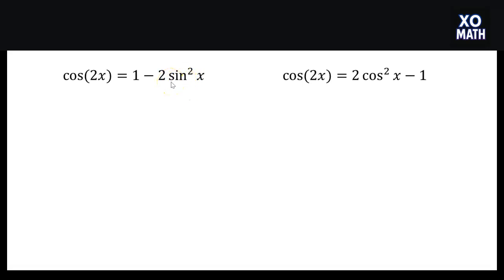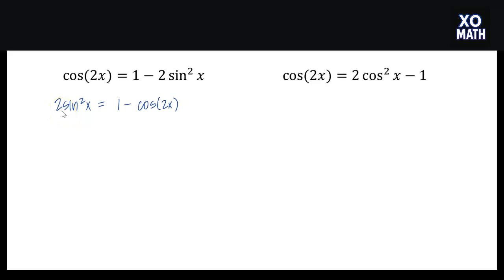So I'm going to start by adding 2 sine squared x to the left side of this equation and subtracting cosine 2x from the right side of this equation. So I'm going to have 2 sine squared x is equal to 1 minus cosine of 2x. And the reason why I did that is because I wanted this to be a positive term. So I wanted to add it to the other side to make it positive 2 sine squared x and then 1 minus cosine 2x. And again, my goal is to isolate sine squared x.